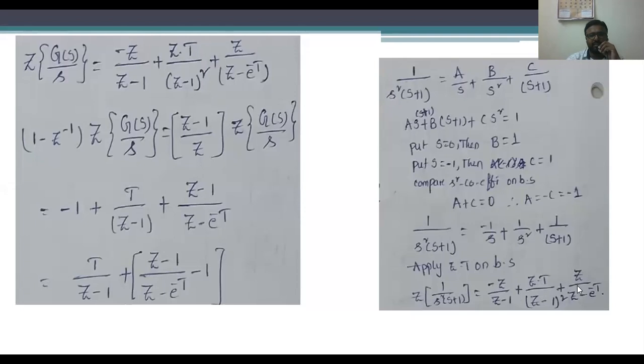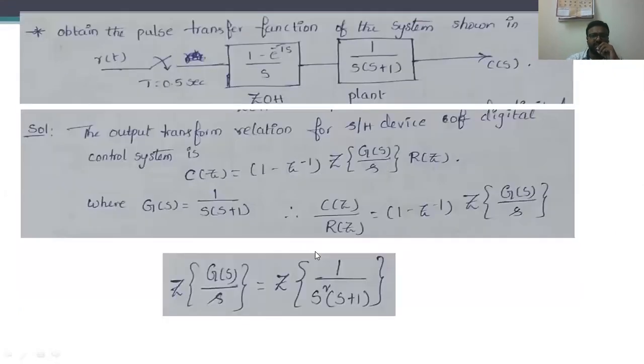So substituting these Z transform values in the final expression of C of Z divided by R of Z, that is 1 minus Z inverse into Z transform of G of S divided by S, we get C of Z divided by R of Z as capital T divided by Z minus 1 minus Z minus 1 divided by Z minus e power minus T. In the problem, we have to take the value of capital T, the time period, as 0.5 seconds.